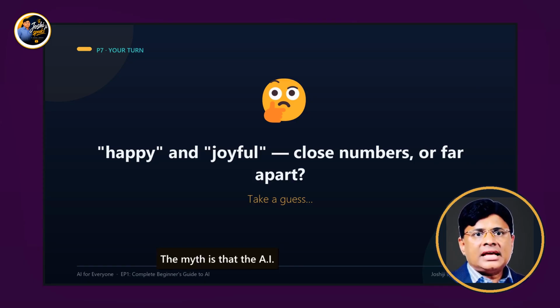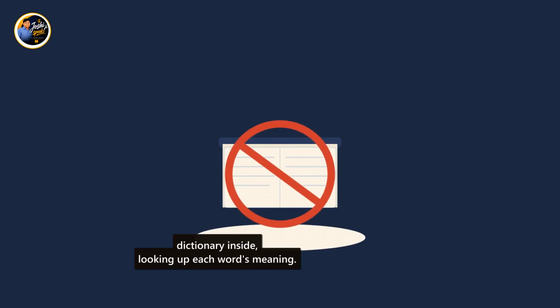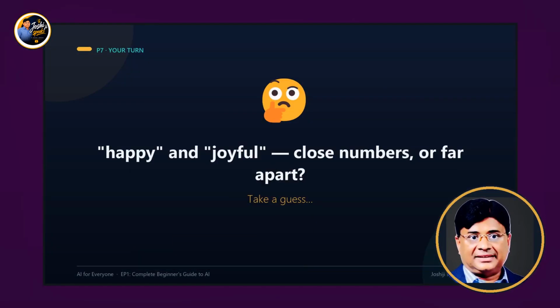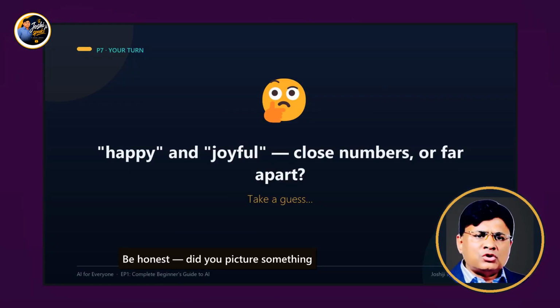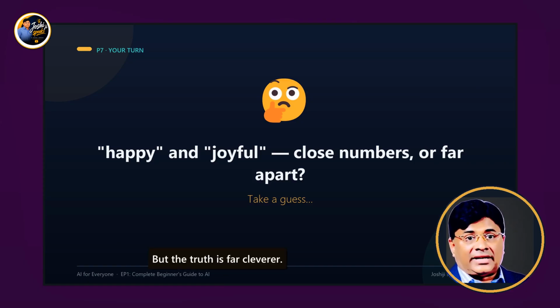The myth is that the AI reads words just like you and I do, and that it keeps a big dictionary inside, looking up each word's meaning. Be honest, did you picture something like that? Most people do. But the truth is far cleverer.